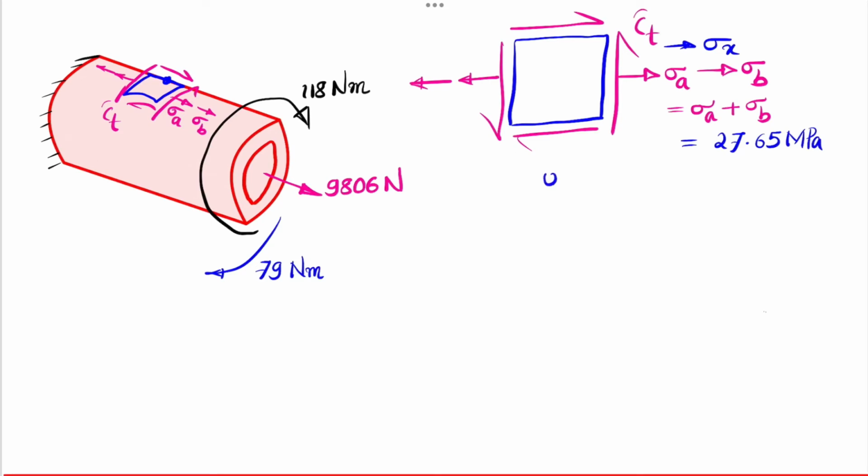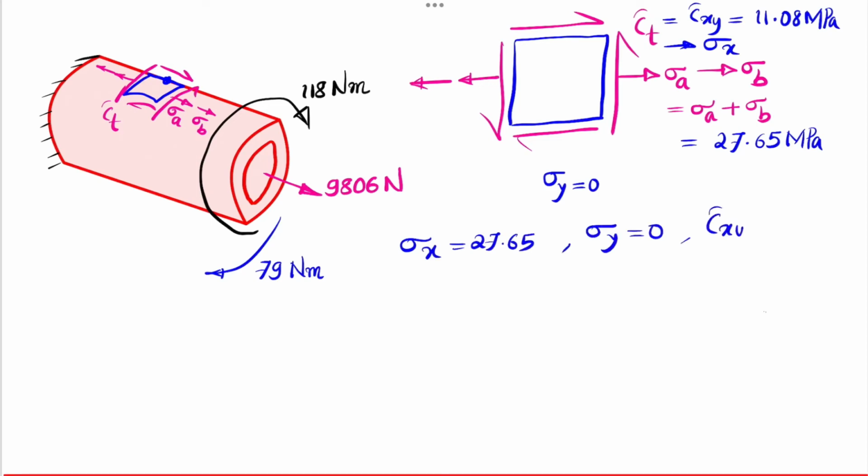And along the y direction there is no normal stress, so sigma y is 0, and in the xy plane the torsional shear is tau xy, which is equal to the torsional shear stress tau T, and that value we already have as 11.08 megapascal. So we have sigma x equal to 27.65 megapascal, sigma y equal to 0, and the torsional shear stress tau xy in that plane as 11.08 megapascal. From this we can evaluate the principal stresses.